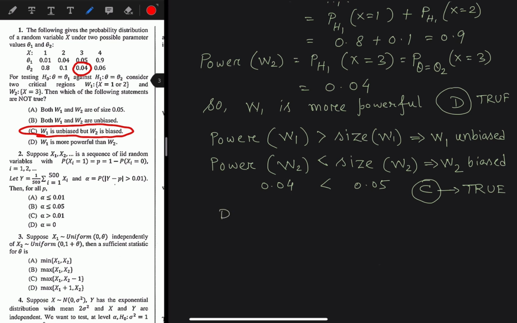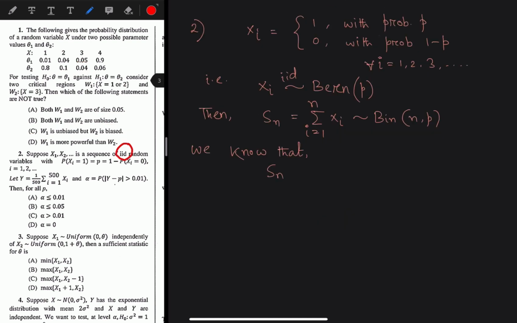So we know that Sn by n will converge in probability to p. Okay, and this is true by the weak law of large numbers. You can see that Sn by n, in our question we can define Sn by n equal to, let's say, y, which converges in probability to small p.